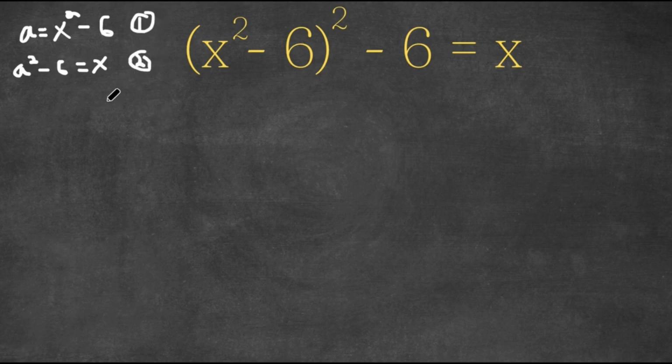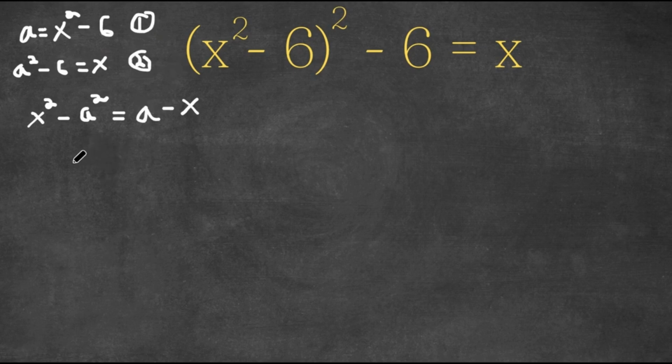Now, I'm going to subtract both of these. I'm going to subtract: x² minus a². And what ends up happening is we get the result a minus x. So x² − a² is equal to a − x.